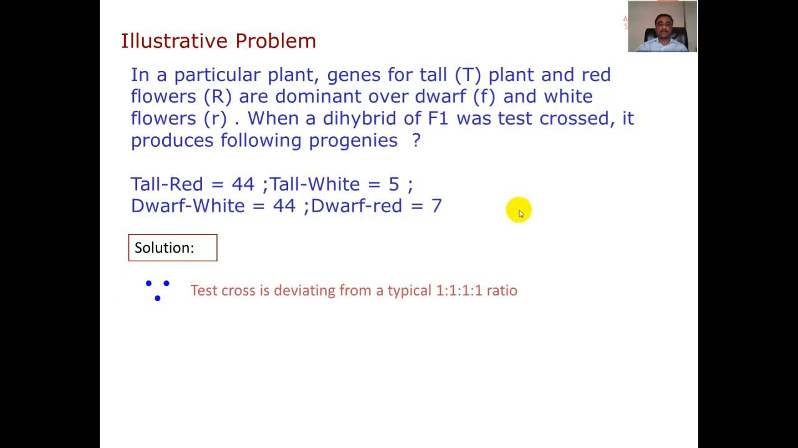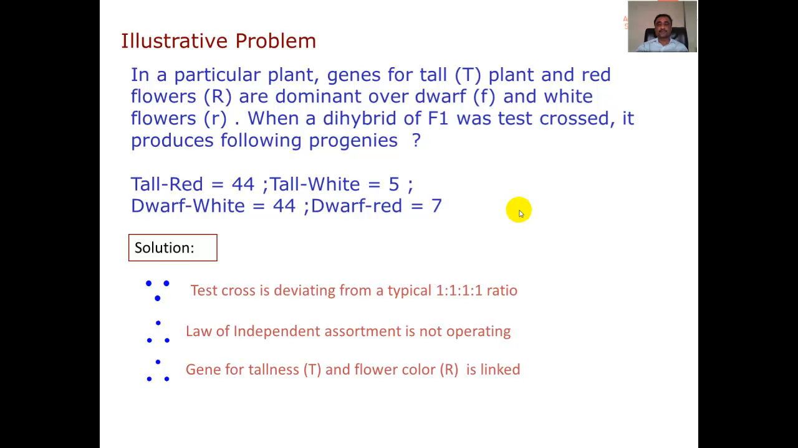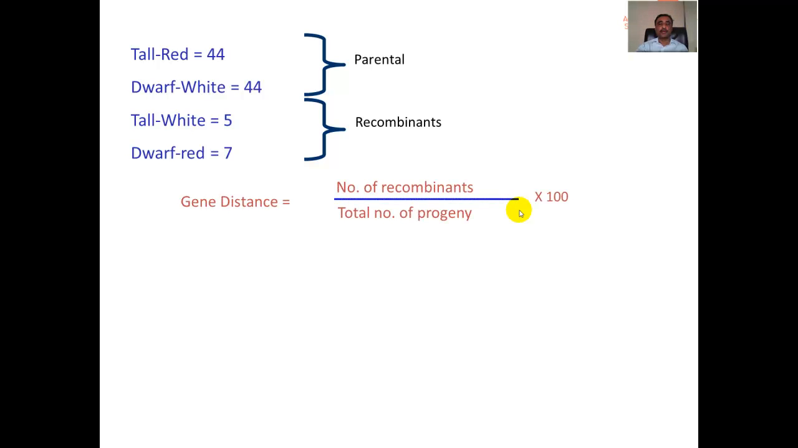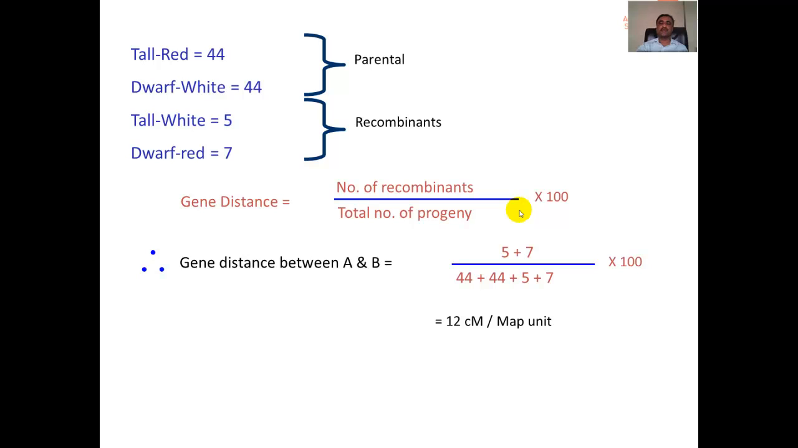So if I want to know the distance, one thing is very clear, that we have to calculate the total number of recombinants. So you see the total number of recombinants is equal to 12. So gene distance is equal to number of recombinants divided by total number of progeny into 100. So in this question, 5 plus 7 is the number of recombinants, and the rest is the total number of progeny. So we got 12 centimorgan. So we can say that the map distance between these two is 12 centimorgan or map unit.